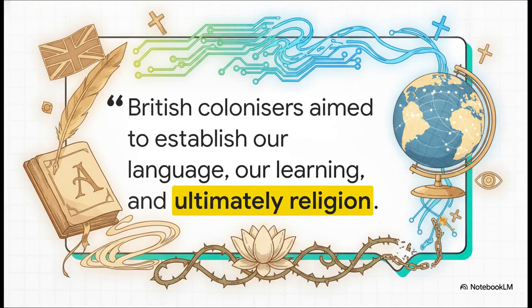To really understand the explicit mindset of that colonial era, just listen to the words of Charles Trevelyan in 1834. Writing directly to the Governor-General of British-occupied India, he bluntly stated that British colonizers aim to establish our language, our learning, and ultimately our religion in India.